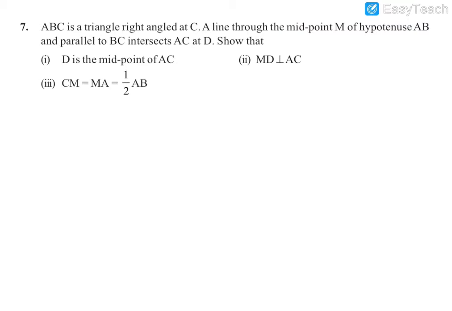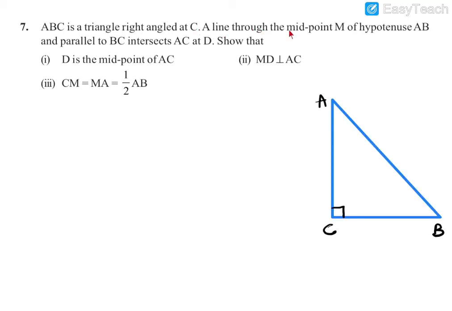Question number 7. ABC is a triangle right angled at C. A line through the midpoint M of hypotenuse AB. Let's mark this point M on AB such that it is midpoint of AB. So we can mark AM equal to MB. And this line through the midpoint M is parallel to BC, intersects AC at D.